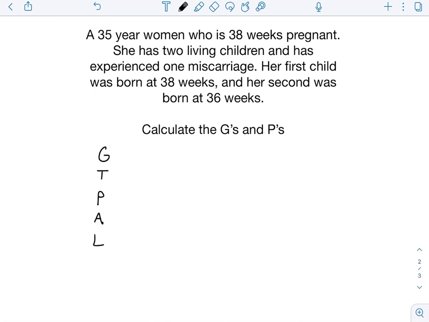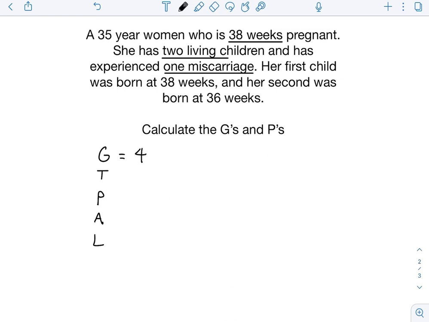So now that we've done that, let's go ahead and start calculating for each one of these components of the G's and P's. So let's start with gravida. Let's look at the total number of pregnancies. Okay, so we know she has 1, so she's 38 weeks pregnant. So we know there's at least 1. She has 2 living children. So now we know at least 3 total pregnancies. And then we also see that she had 1 miscarriage. So this will bring our total number of pregnancies to 4.